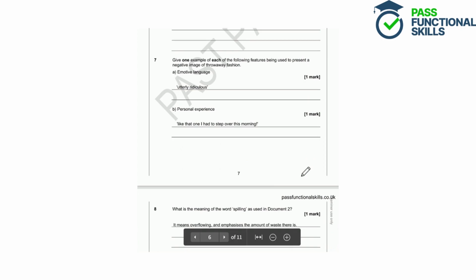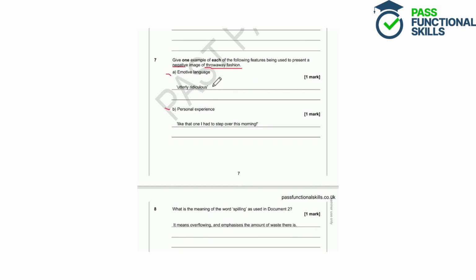Okay, so question 7 says, give one example of each of the following features being used to present a negative image of throwaway fashion. And we've got A, emotive language, and B, personal experience. So these are two features of a text. Emotive language is a language feature. Personal experience is a feature of a text that the writer uses to create an effect. So we need to give one example of each of these two features in the context of being used to present a negative image of throwaway or fast fashion.